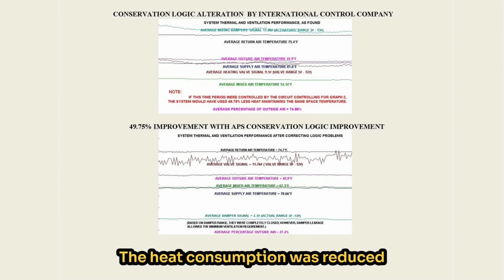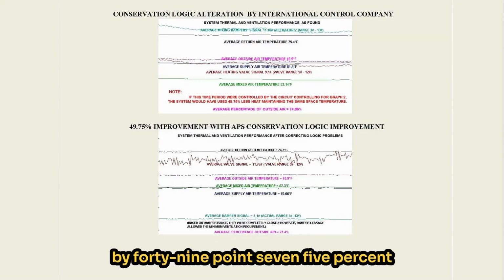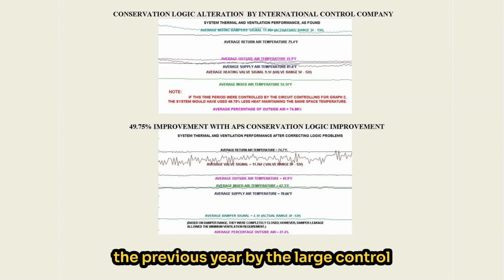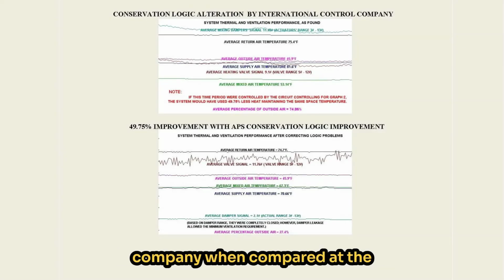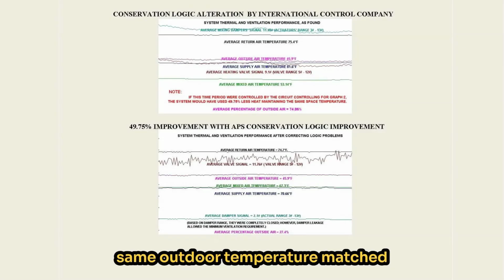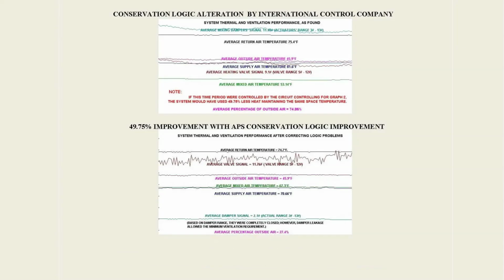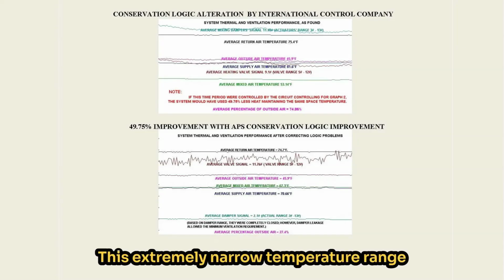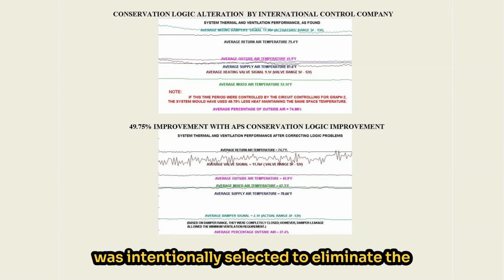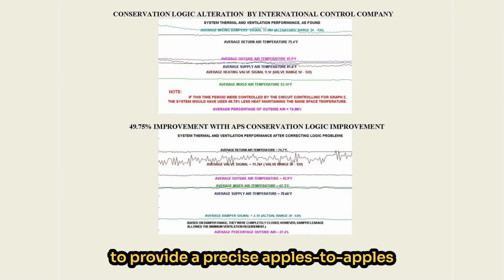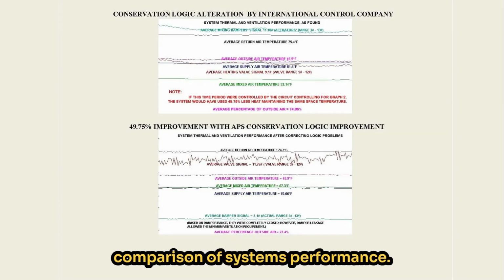The heat consumption was reduced by 49.75% over the conservation circuit installed the previous year by the large control company, when compared at the same outdoor temperature matched to within 0.1 Celsius degree. This extremely narrow temperature range was intentionally selected to eliminate the influence of varying outdoor conditions and provide a precise apples-to-apples comparison of system performance.